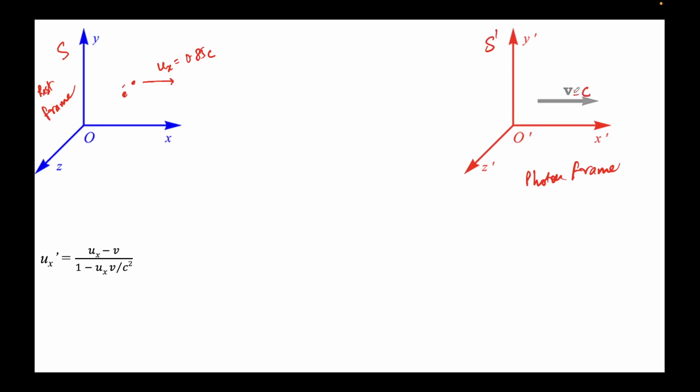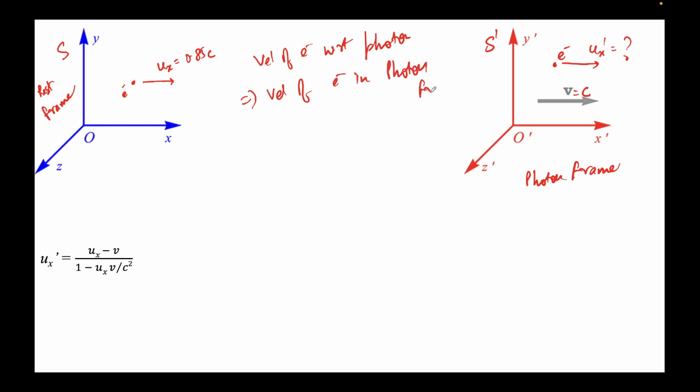The photon moves at the velocity of light, so v is constant, which is c here, and the electron will also be in this frame. Let's assume the electron is here again, moving in this direction. So we need to know ux prime. The question asked for the velocity of the electron with respect to the photon. In other words, the velocity of the electron in the photon frame, or the velocity of the electron in S prime, which we denote as ux prime.